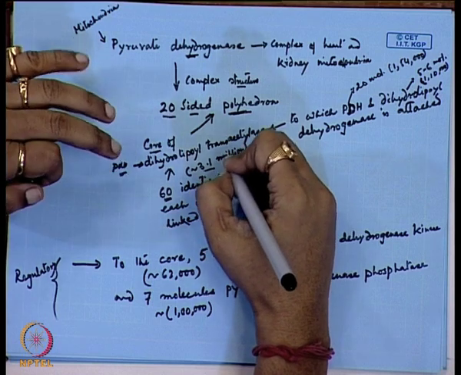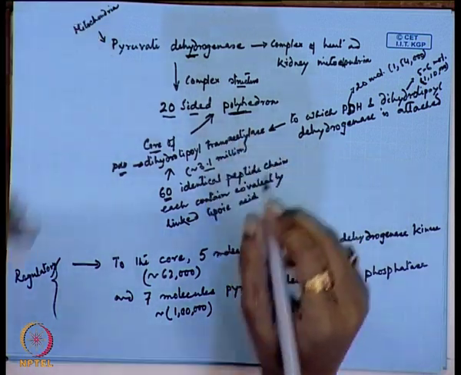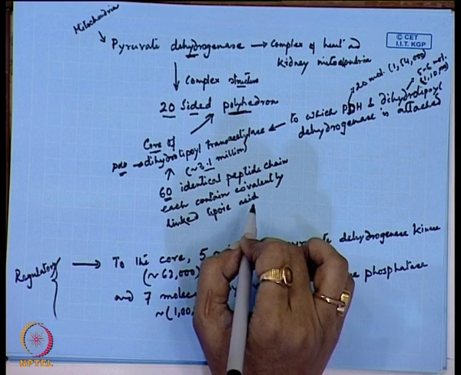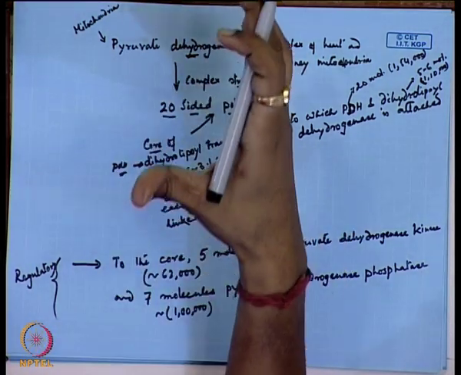So, you can understand how complex this particular molecule is. Each contains covalently linked lipoic acid. So, this is a huge enzyme, and it is allosteric in nature, intracellular, and it plays a very significant role as far as the TCA cycle is concerned.